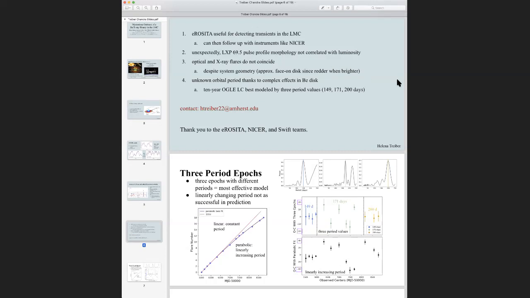Okay. So we have a question from Gregory Sivakov. Are there any other potential observations of this source that might fill the times not seen by OGLE?